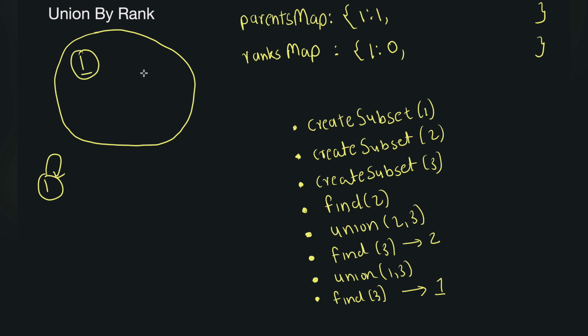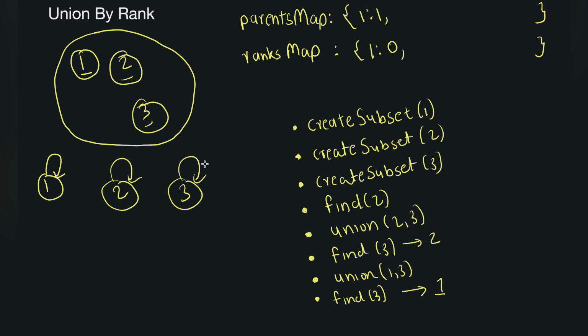Now same thing applies for 2 and 3. We'll add corresponding entries in parents map and ranks map. So these three operations are done. This operation find of 2 will return you 2. We don't really have to go through that.